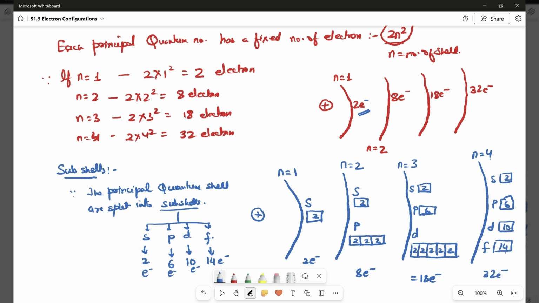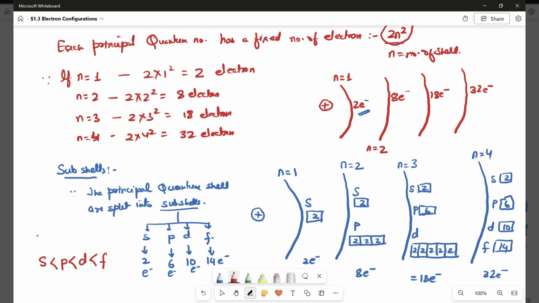This is how the subshells are arranged. But the most important concept is the order of subshells overlapping for the higher principal quantum shells. You will find that the energy of the electrons in the subshells increases in this order: s has the least, then p, then d, and then f.